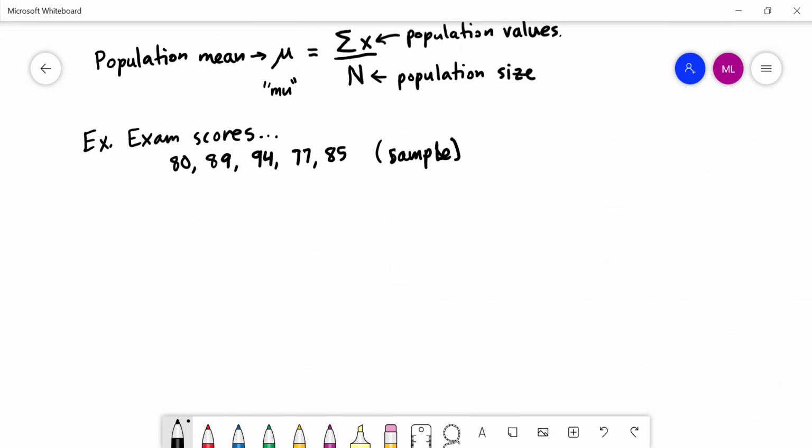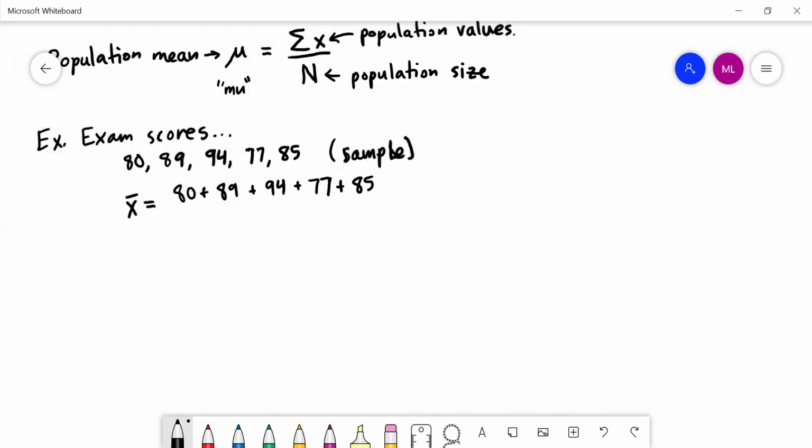Okay, so in that case, that means that we're dealing with x bar, our sample mean. To get this, we need to sum up all the values and then divide by the number of values. In this case, there are 1, 2, 3, 4, 5 total numbers. I need to add them up and then divide by 5. So 80 plus 89 plus 94 plus 77 plus 85.